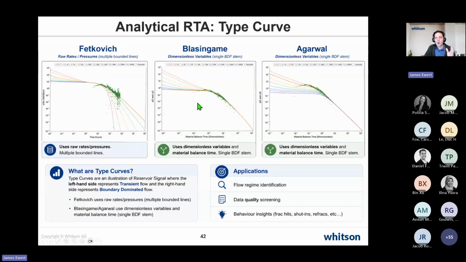So let me go back one here. We have the Fekovich type curve, Blasingame, and Agarwal. I like the Agarwal. That's the one that I typically use, but I'll use the Blasingame as well. Fekovich really depends on the data quality that you have. So if you have nice, smooth data, I find Fekovich to be valuable. But typically my go-to is the Agarwal. So let's go back to the software here.